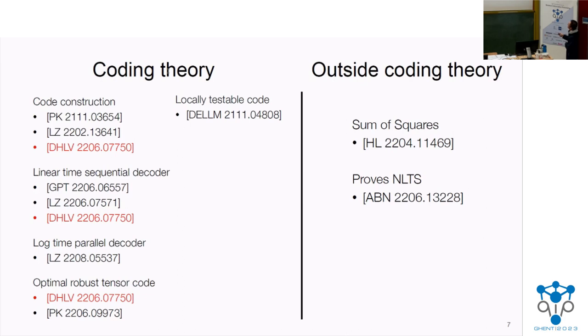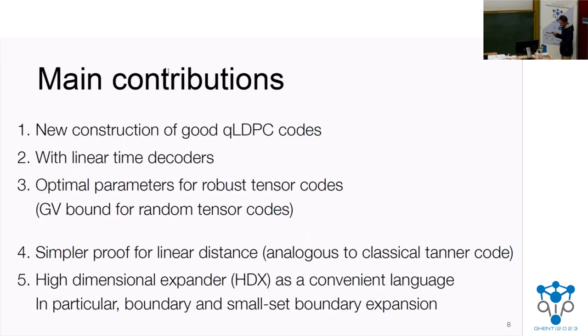Okay, and all right, yeah. And so since there are so many different results, let me just state the main contribution of this work. So first, we gave a new construction of good quantum LDPC codes, which we show also has a linear time decoder. And one key lemma that we use is to show the existence of optimal robust tensor codes. Yeah. So for now, I'll just say that you can think of this robust tensor code condition as some kind of GV bound for these kinds of tensor constructions.